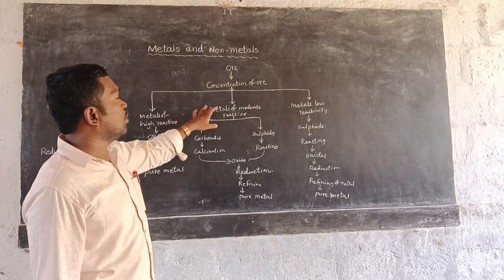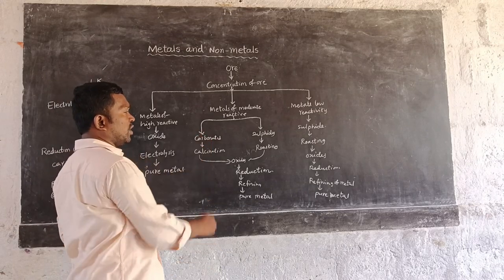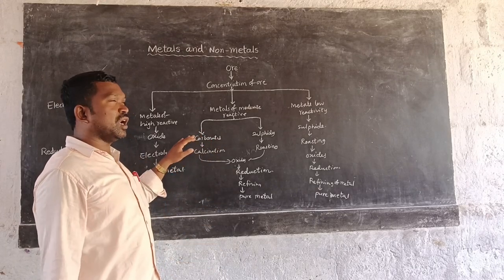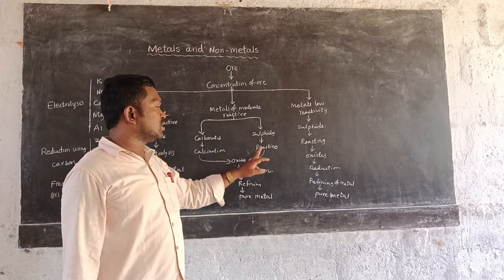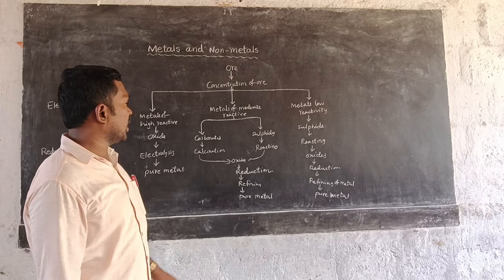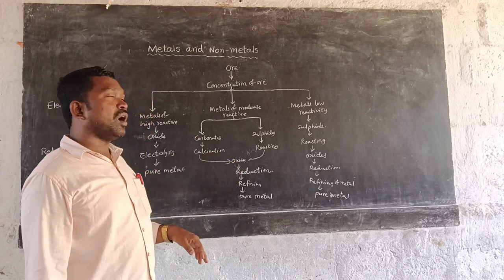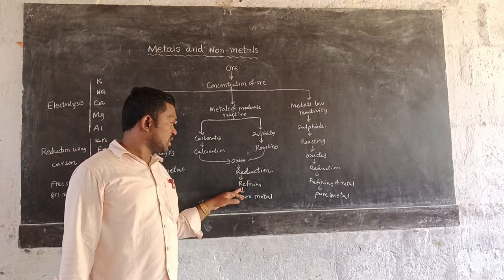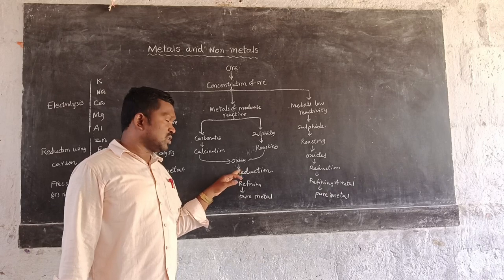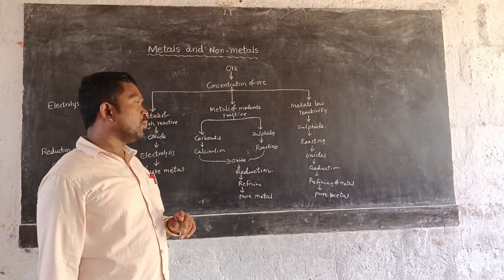Next, metals of moderate reactivity. Moderate reactive metals are available as carbonates and sulfides. On carbonates, the calcination process is applied. On sulfides, the roasting process is applied. After that, these ores are converted to oxides. On oxides, the reduction process is applied. Next, the refining process. On oxide ores, after reduction, we will get the pure metal.